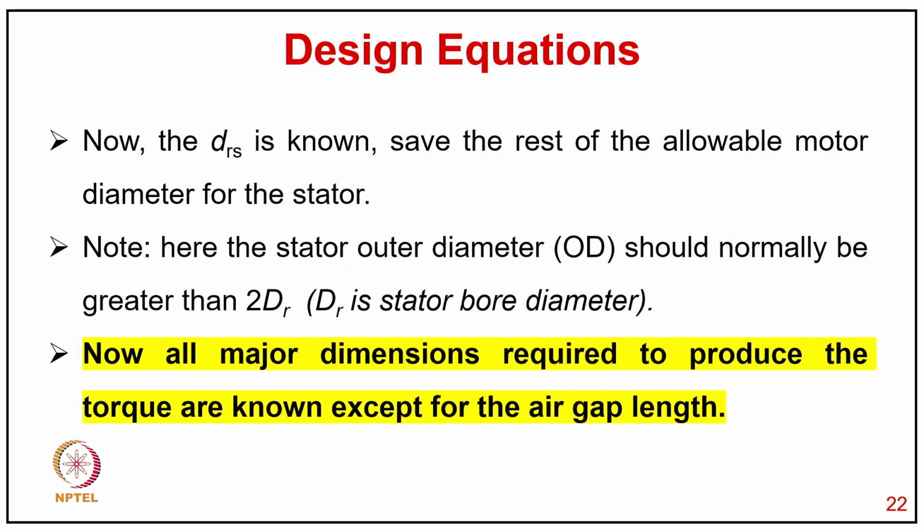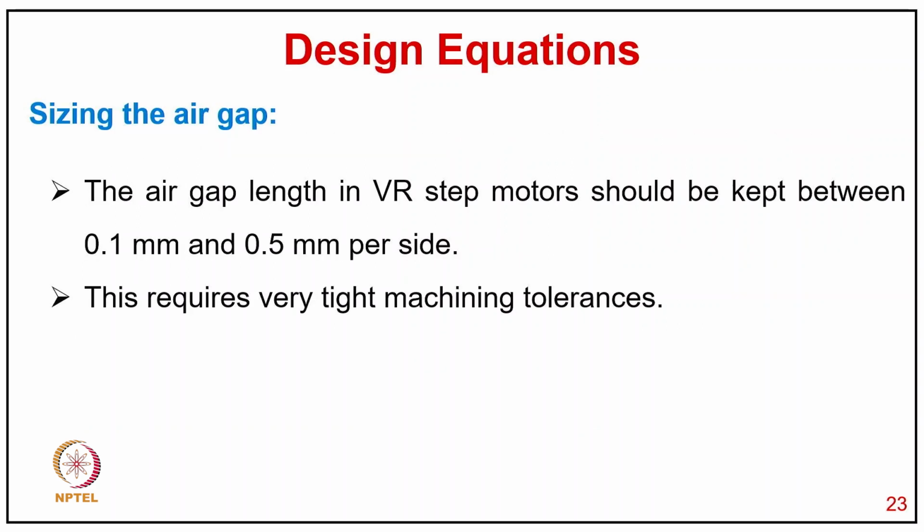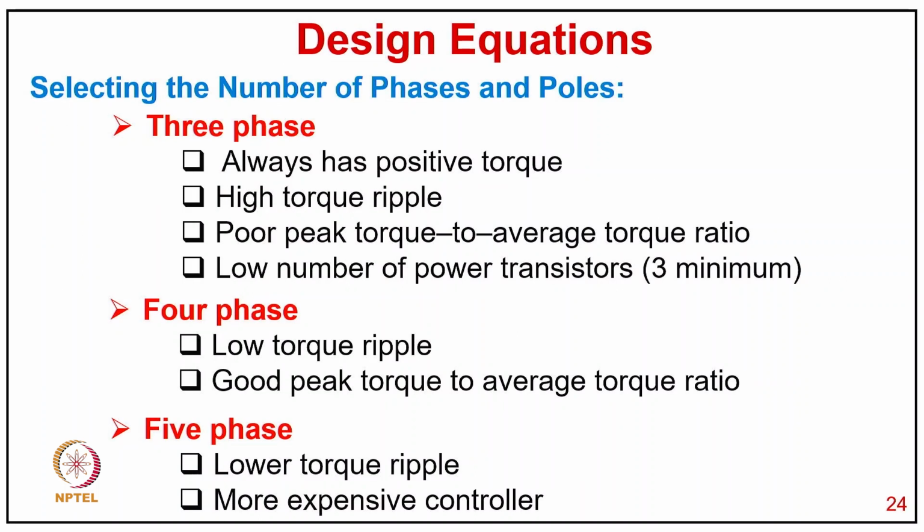Now that the DRS is known, save the rest of the allowable motor diameter for the stator, and note here the stator diameter OD should normally be greater than 2 DR, where DR is the stator bore diameter. Now all the major dimensions required to produce the torque are known except the air gap length. The air gap length of a variable reluctance stepper motor should be kept between 0.12 mm to 0.5 mm per side, and this requires very tight matching tolerances.